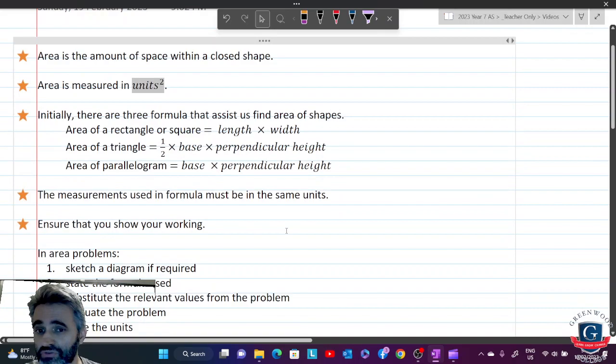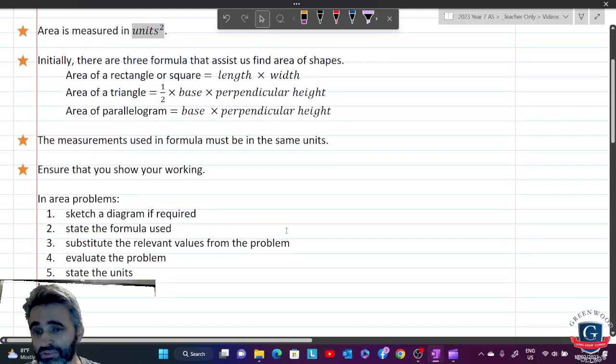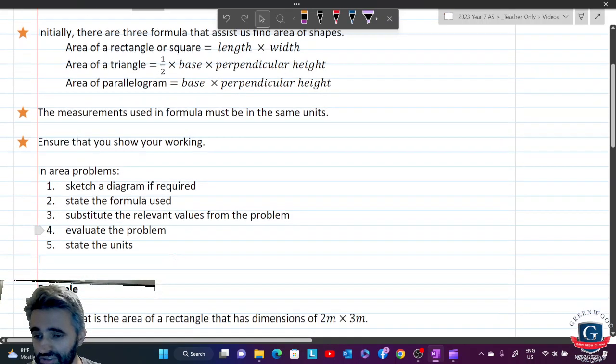The measurements used in a formula must always be in the same units. So if they're not in the same units, we have to convert them. And we have to make sure that we use proper working. That means sketch a diagram if it's needed, state the formula used, substitute the relevant values for the problem, evaluate it, and make sure we state the units.